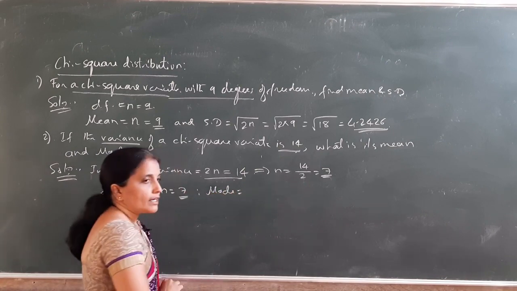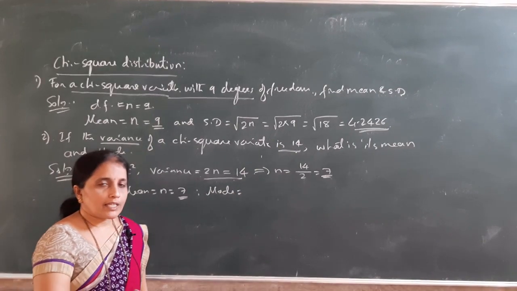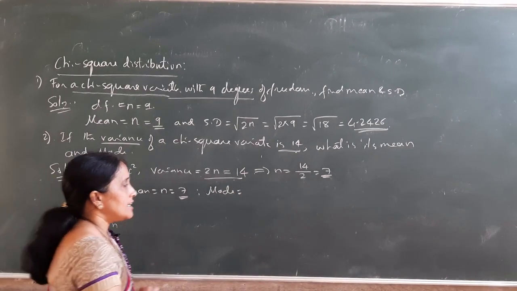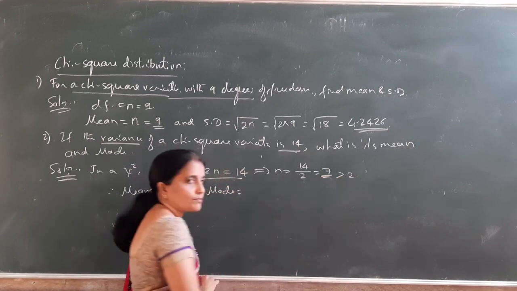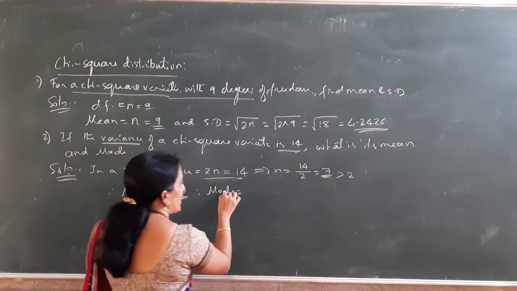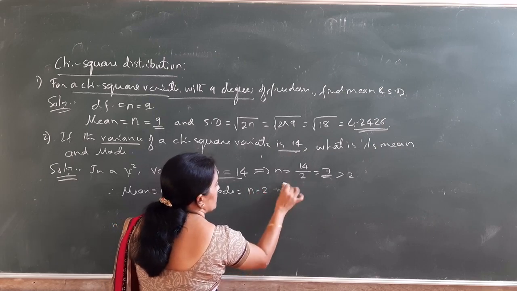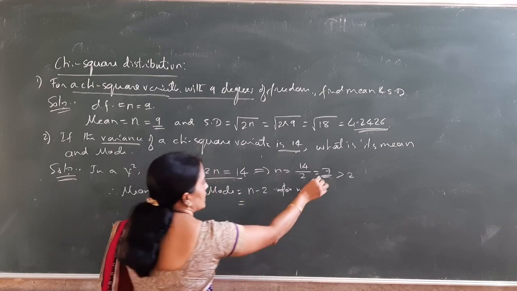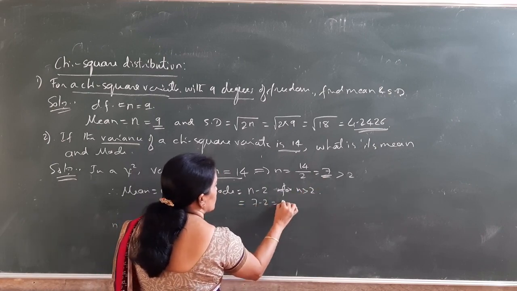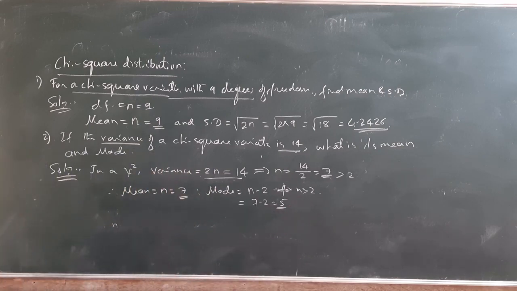Mode is equal to n minus 2 when n is greater than 2, and 0 when n is less than or equal to 2. In this problem n is equal to 7, which is greater than 2. Therefore, to find the mode we must use the formula n minus 2, which is equal to 7 minus 2, which is equal to 5. So in this problem the value of mode is 5.